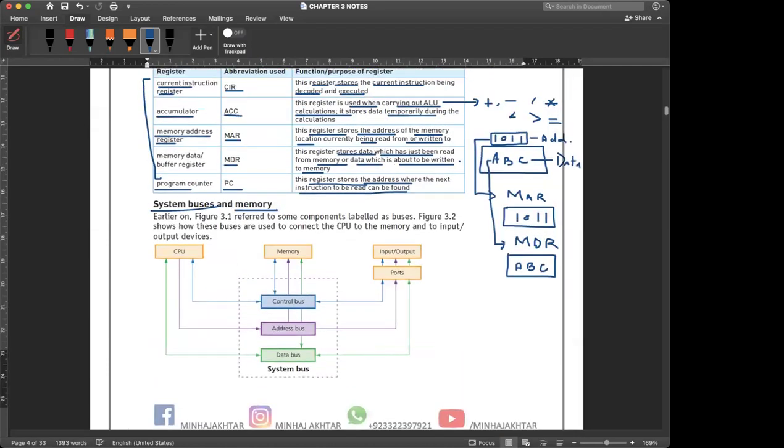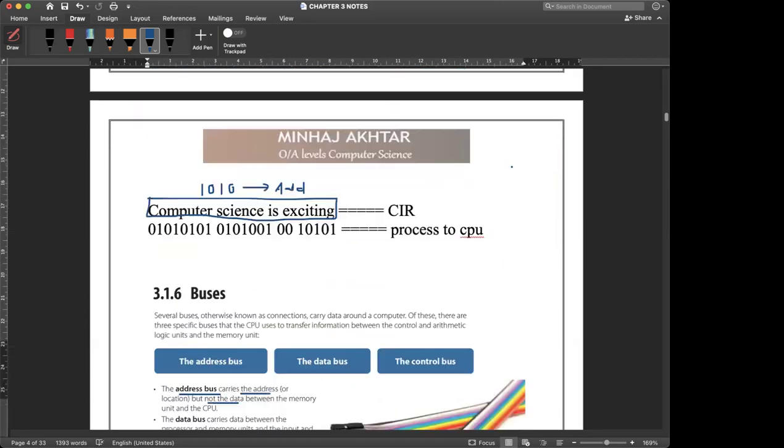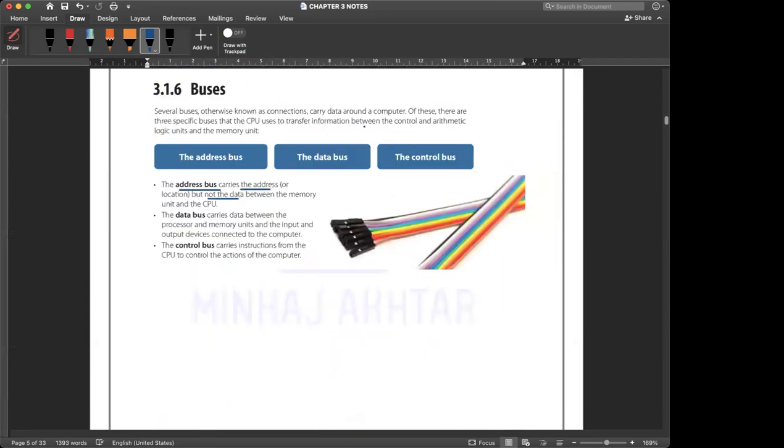Here I taught you 1011 is the address. And what is the data? ABC. So the address bus takes the address, not the data. The data is ABC, right? It is going to circulate the addresses between where? Between the memory unit and the CPU.